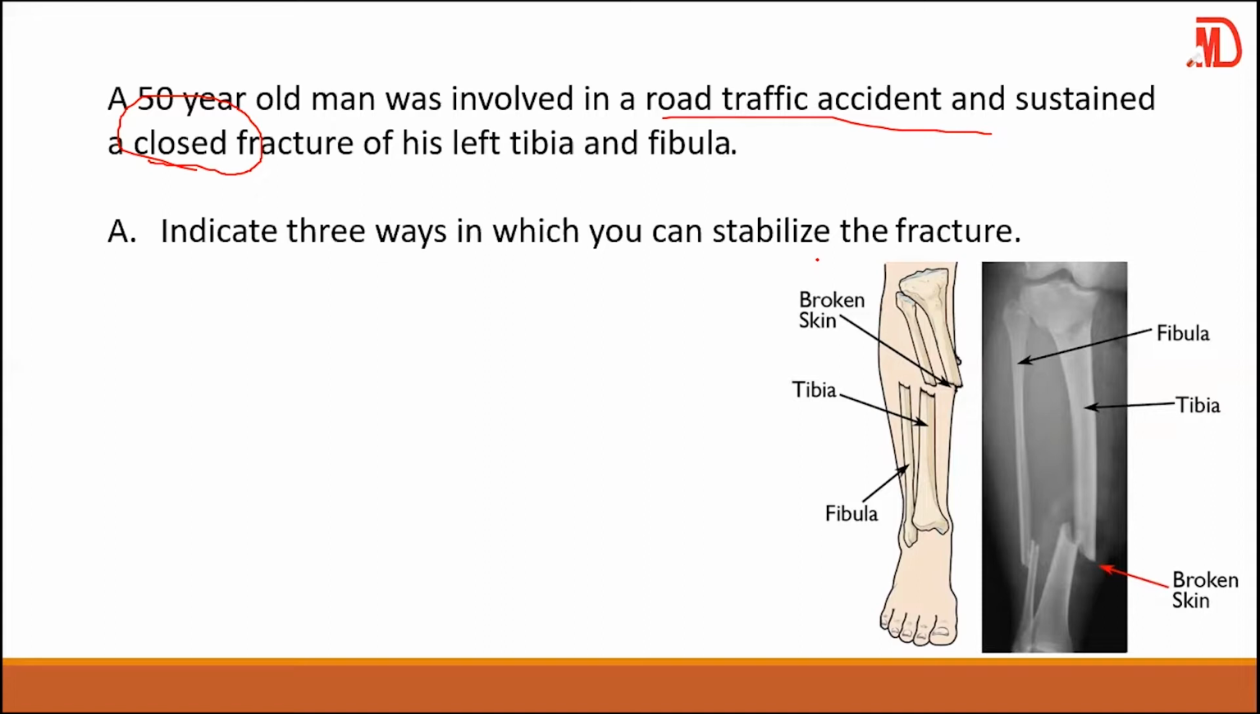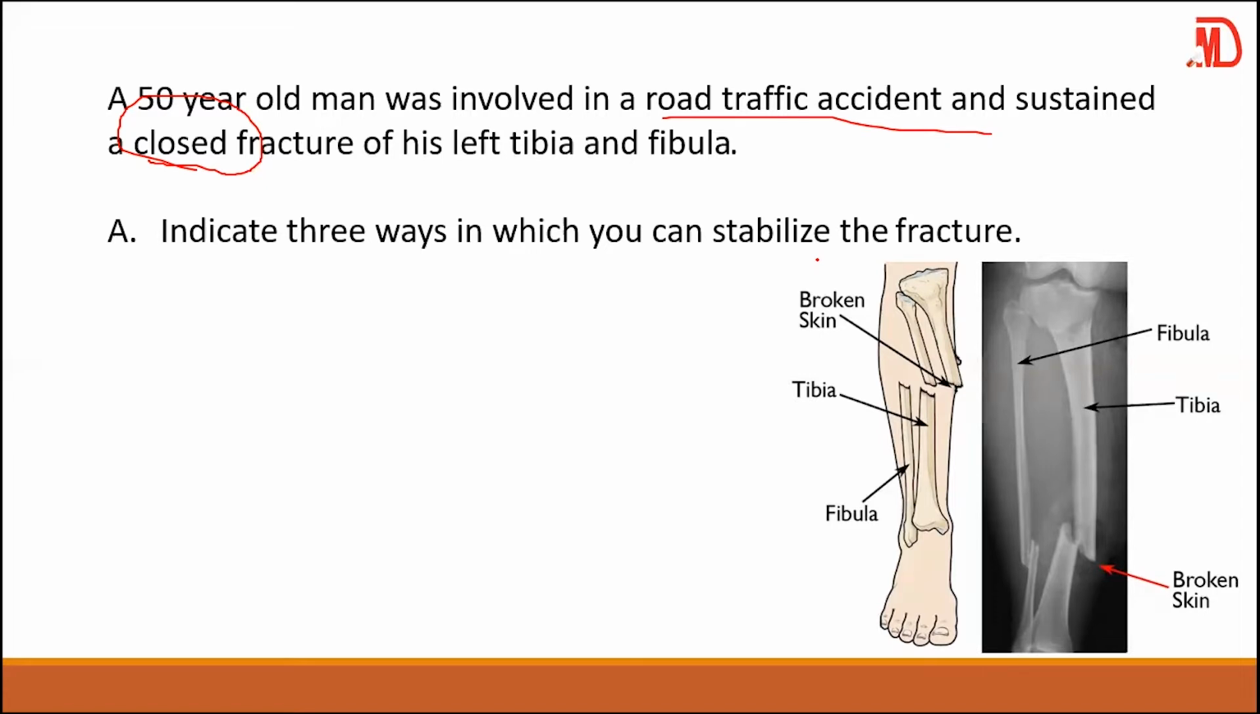Another way is what we call the patella bearing plaster, where you immobilize the fracture of the tibia shaft and at the same time you allow the knee to bend. Then we have the external fixation. Then you can talk about the functional bracing. Then operatively, you can talk about what we call the ORIF, that is open reduction and internal fixation.